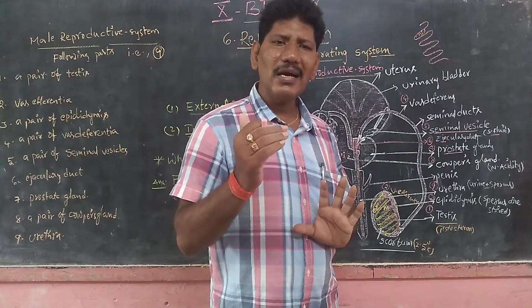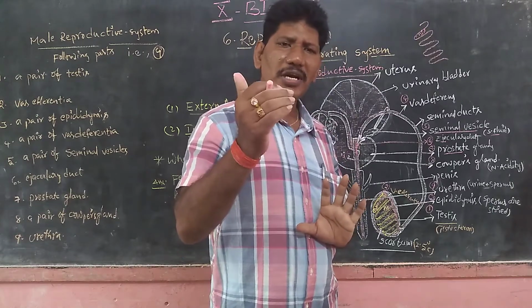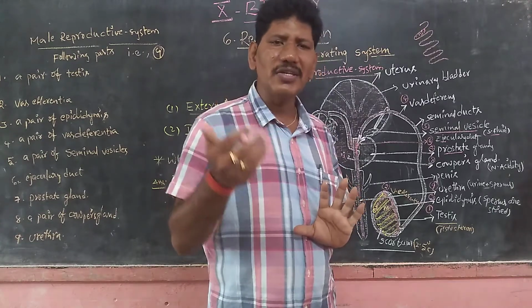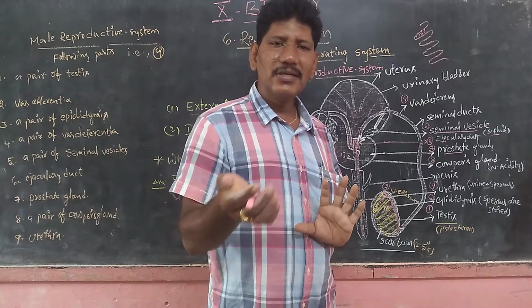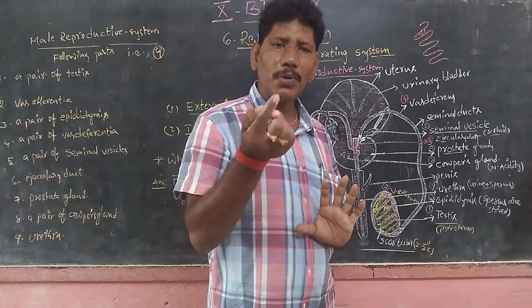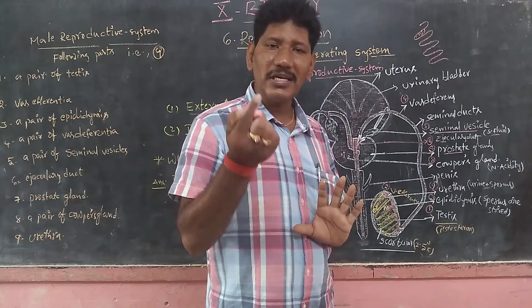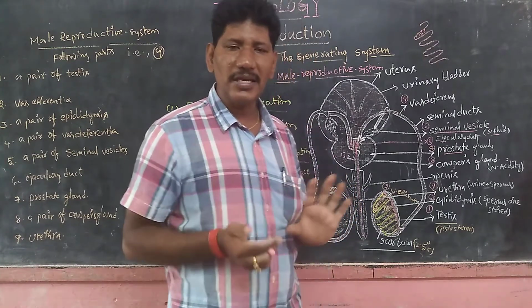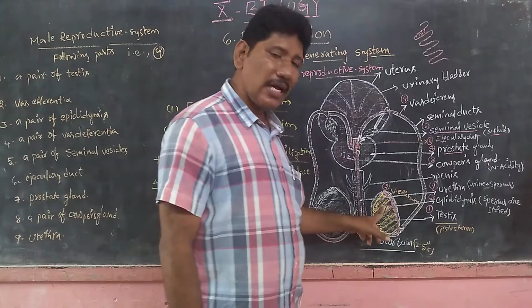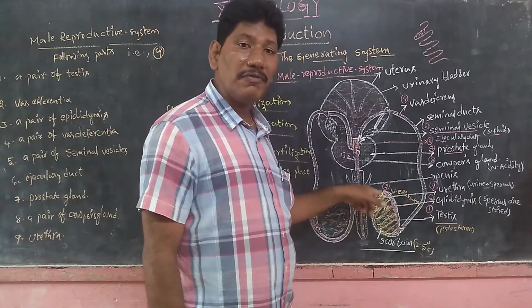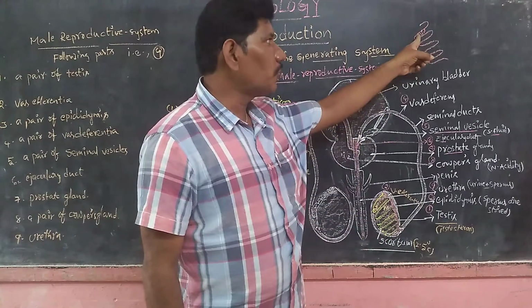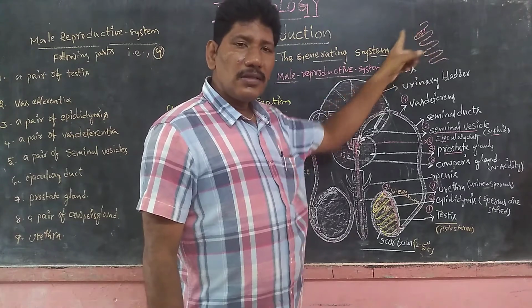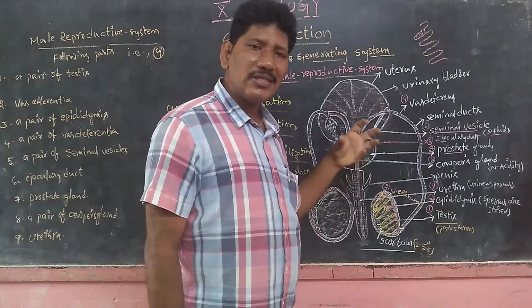Why are the testes located outside the abdominal cavity? What is the use? As we discussed, it maintains the temperature lower than the body temperature, nearly 2.5 degrees centigrade. It is very essential for sperm formation. Yes, the testis has the seminiferous tubules, the tubules which produce the sperms. These sperms are produced in these seminiferous tubules.